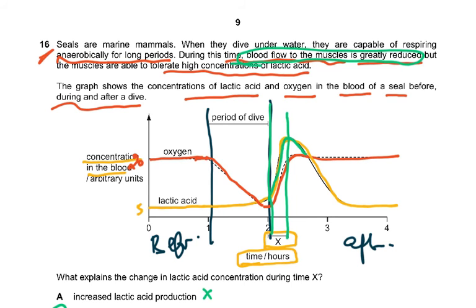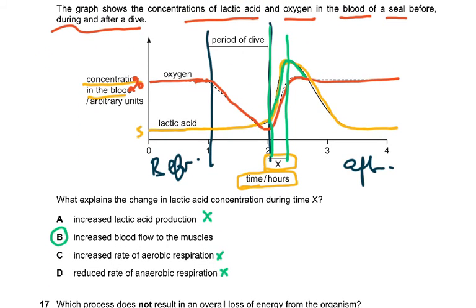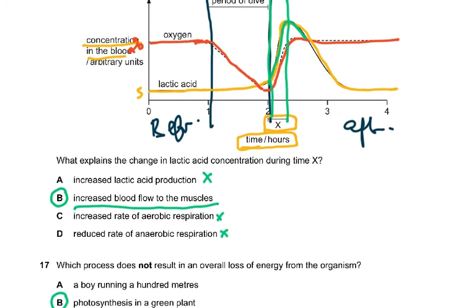So as the muscle cells can tolerate high levels of lactic acid, now suddenly there's increased blood flow to the muscles, and that is going to result in the lactic acid increasing. Technically difficult question, totally agree with you.